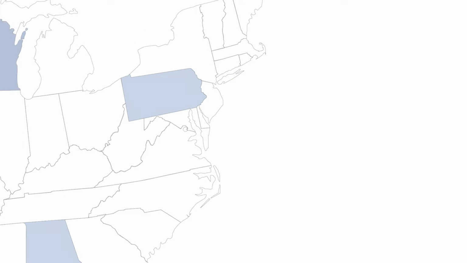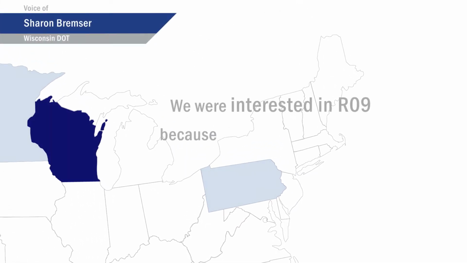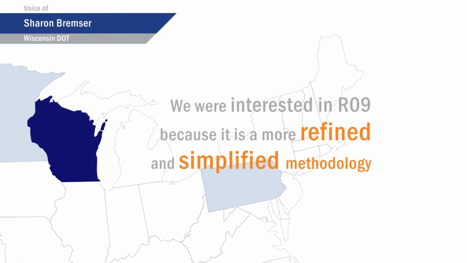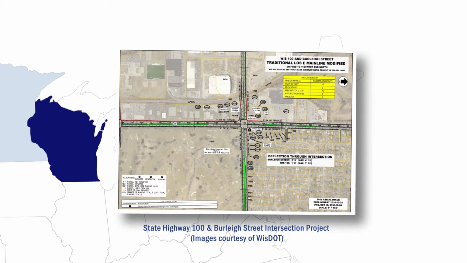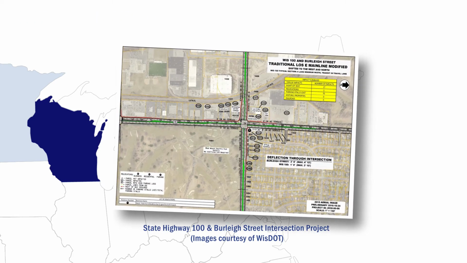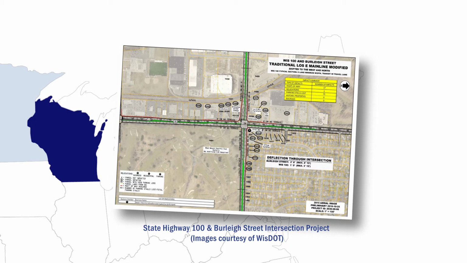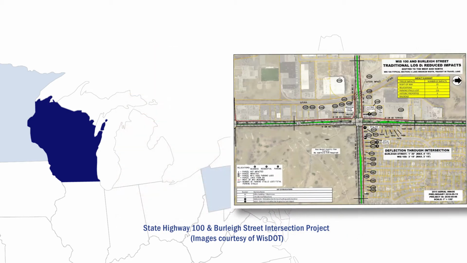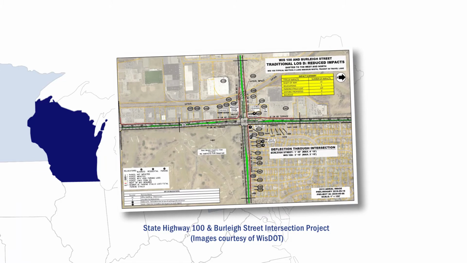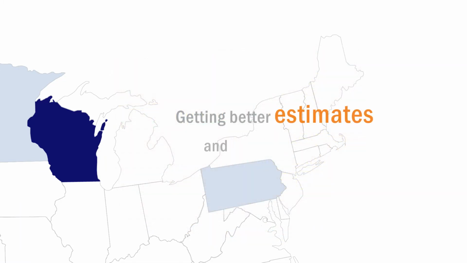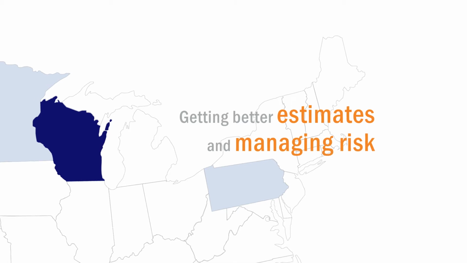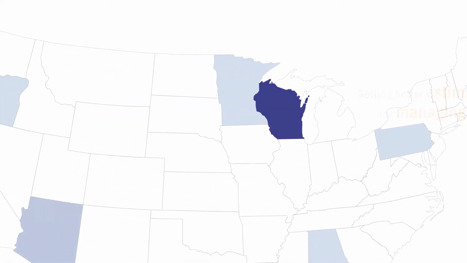We were interested in R09 because, again, it's just kind of a more refined methodology. It's a simplified methodology, not having to use, again, Monte Carlo simulation to get some of your analysis. And we thought that would be relevant to getting better estimates and managing risk. And we have a large emphasis on doing better project management also.